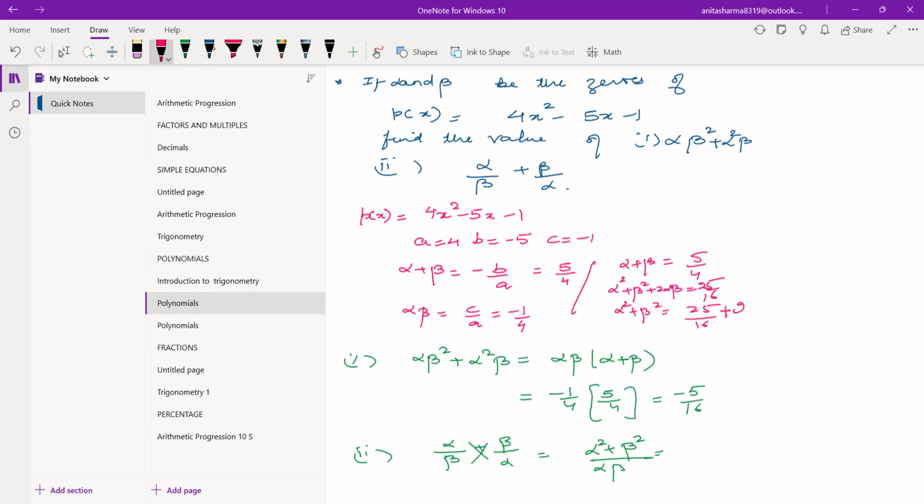So plus 2 upon 4, right beta? So take the LCM 16, then 25 plus 8, so 33 by 16. So you will write 33 by 16 divided by the value of alpha beta, which is minus 1 by 4. Then your answer will be 33 by 16 into 4 by minus 1. 4 ones are 4, 4 fours are 16. So minus 33 by 4 will be the answer. Clear?